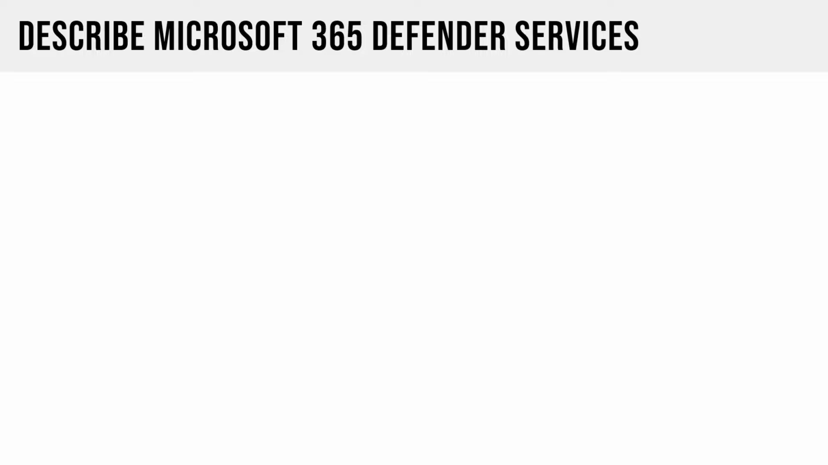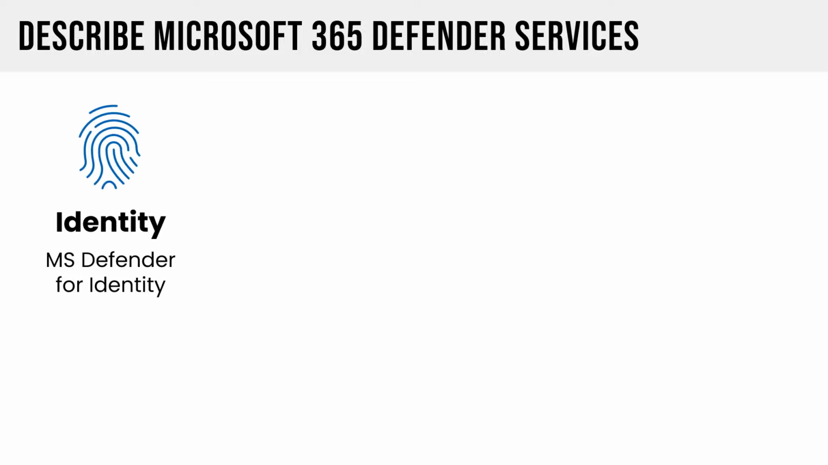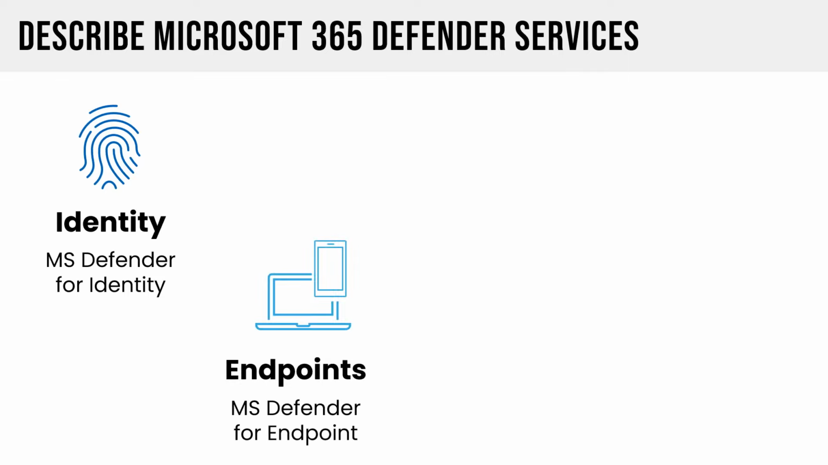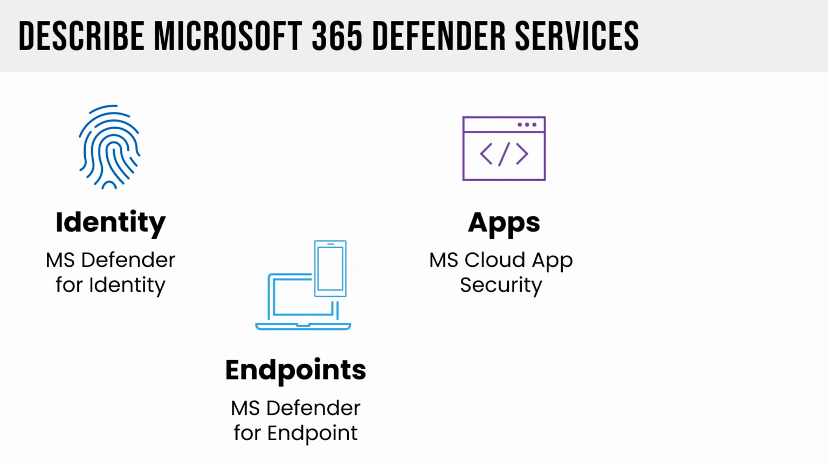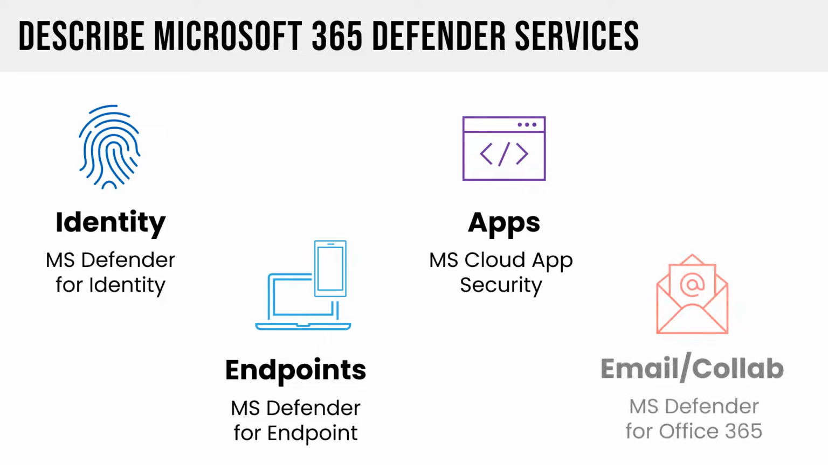So let's talk about Microsoft 365 Defender. When we think about Microsoft 365 Defender services, which is what one of the skills measured mentions, we're really talking about, in the identity area, Microsoft Defender for Identity. When we think of endpoints, Microsoft Defender for Endpoint. Apps would be Microsoft Cloud App Security, or MCAS it's sometimes called. And for email and collaboration, Microsoft Defender for Office 365. So let's break these down so you understand what each of these does for the exam.